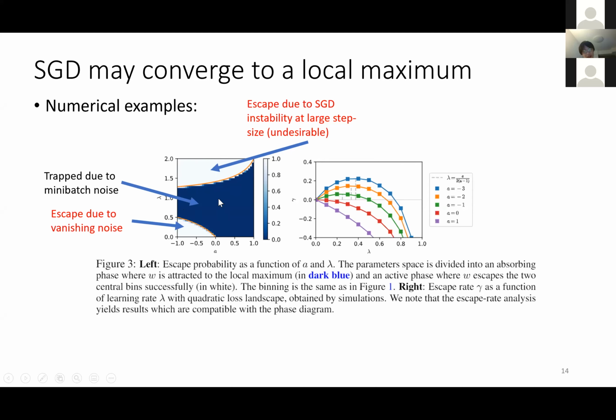And in this region, SGD is trapped. An orange line shows the theoretical inequality that we showed in the proposition, so it agrees exactly. And here is the escape due to vanishing noise. If you do the analysis carefully, the strength of the noise of SGD decreases as lambda squared. So when you have a sufficiently small lambda, the noise is negligibly small. That's why you can escape. We'll talk about the right figure later.